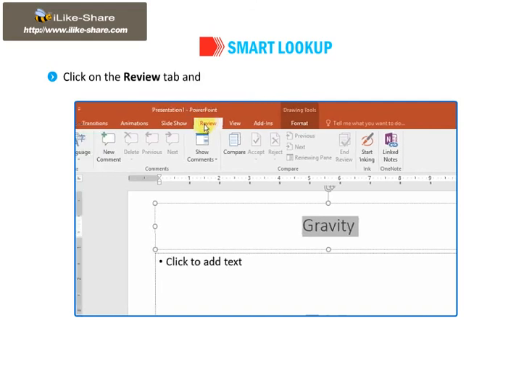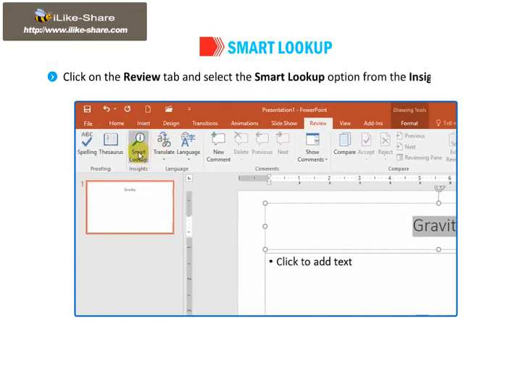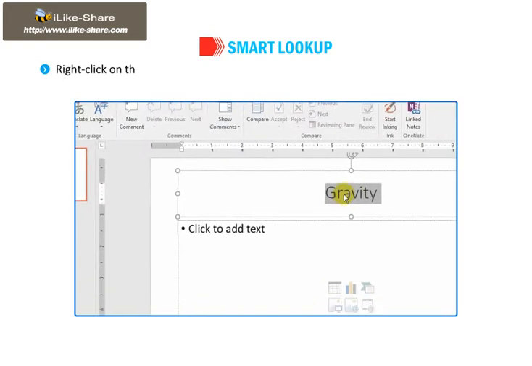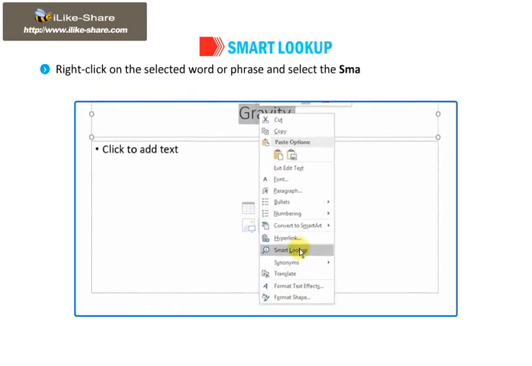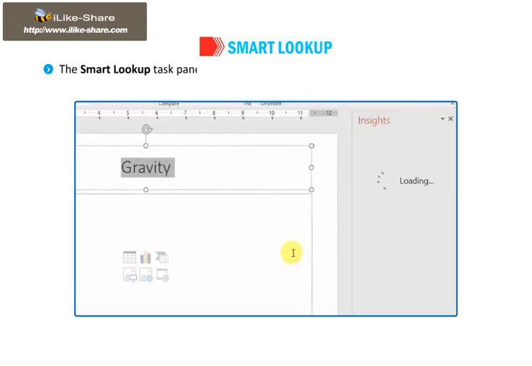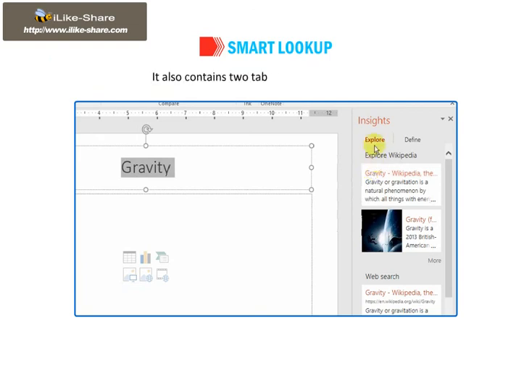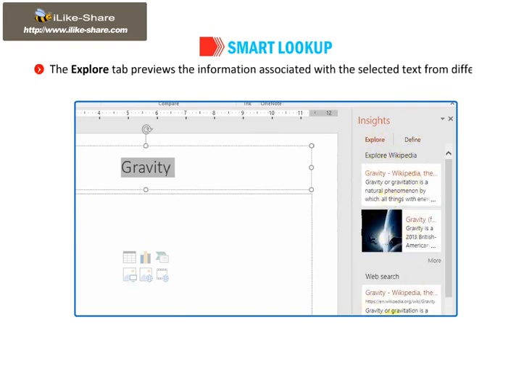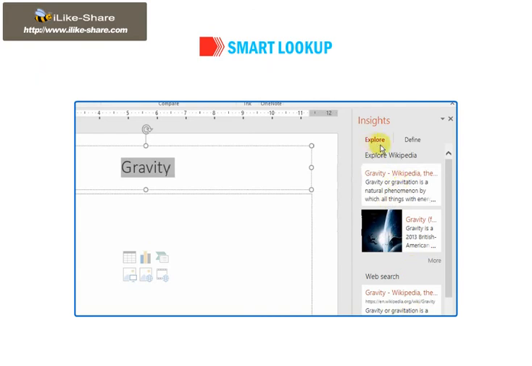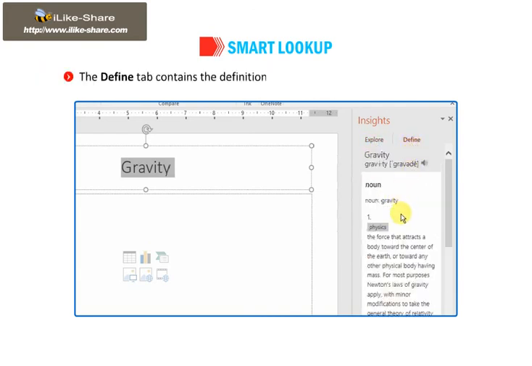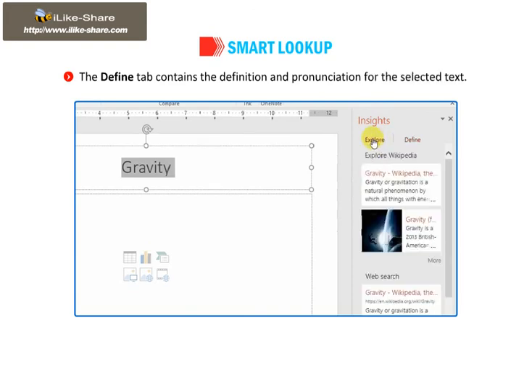Click on the Review tab and select the Smart Lookup option from the Insights group. Or right-click on the selected word or phrase and select the Smart Lookup option from the shortcut menu. The Smart Lookup task pane will appear on the right side of the slide with results from various online resources. It also contains 2 tabs, Explore and Define. The Explore tab previews the information associated with the selected text from different online resources. The Define tab contains the definition and pronunciation for the selected text.